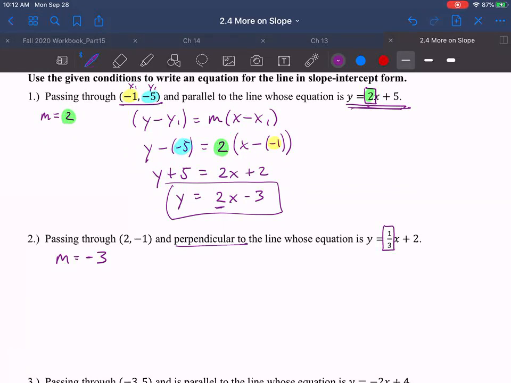So what I want you to do is go ahead and try and finish up that problem right there and see if you can get an equation in slope-intercept form that goes through that point and is also perpendicular to the other line.